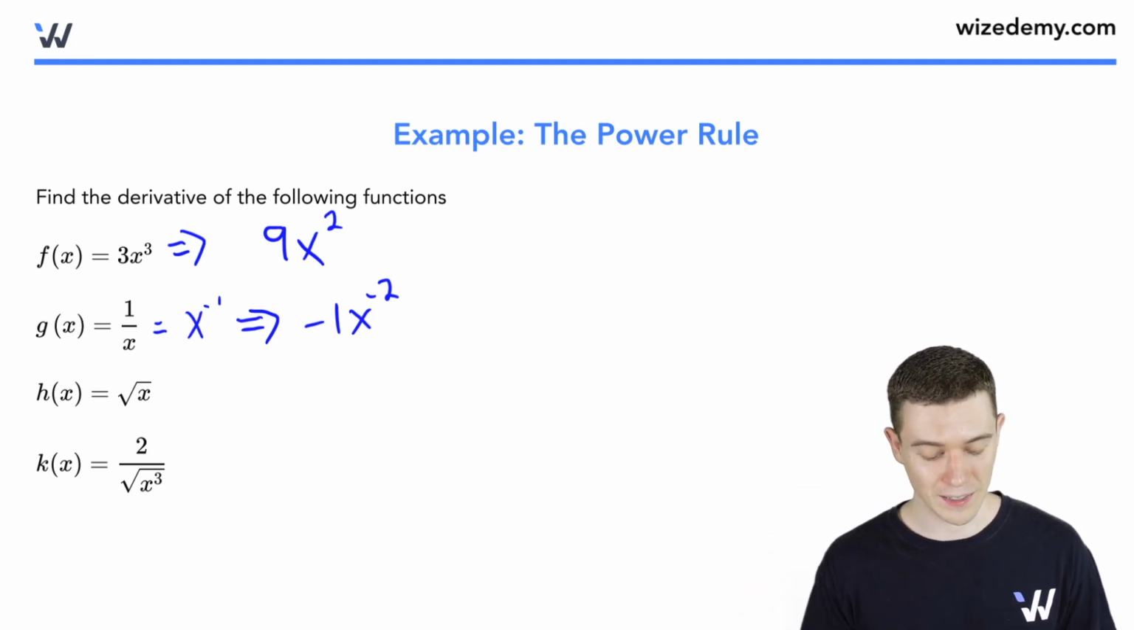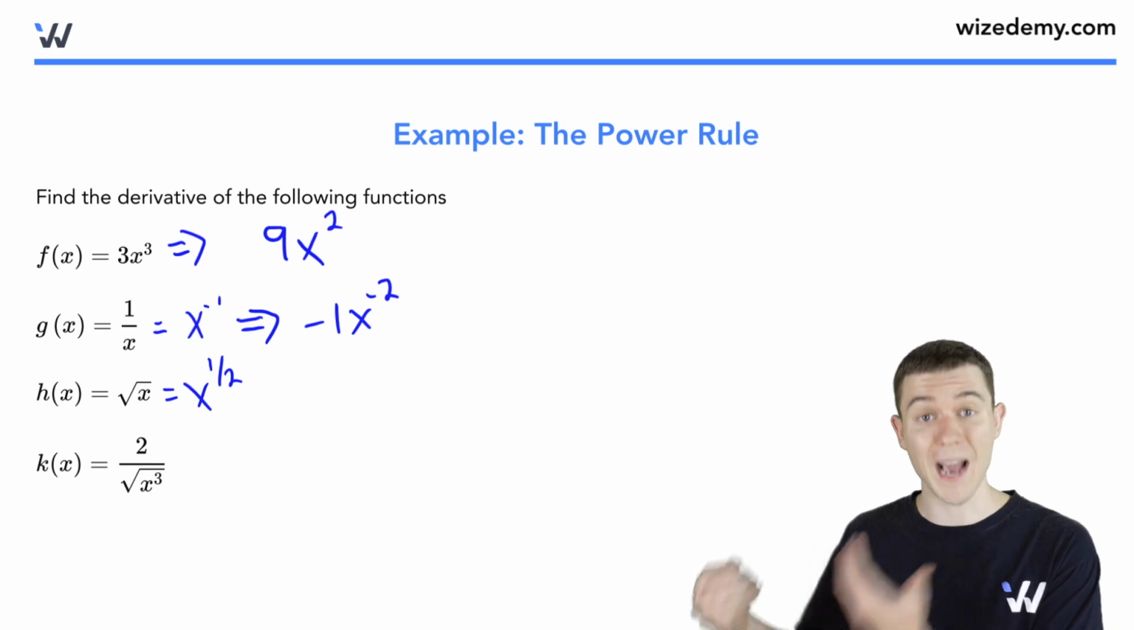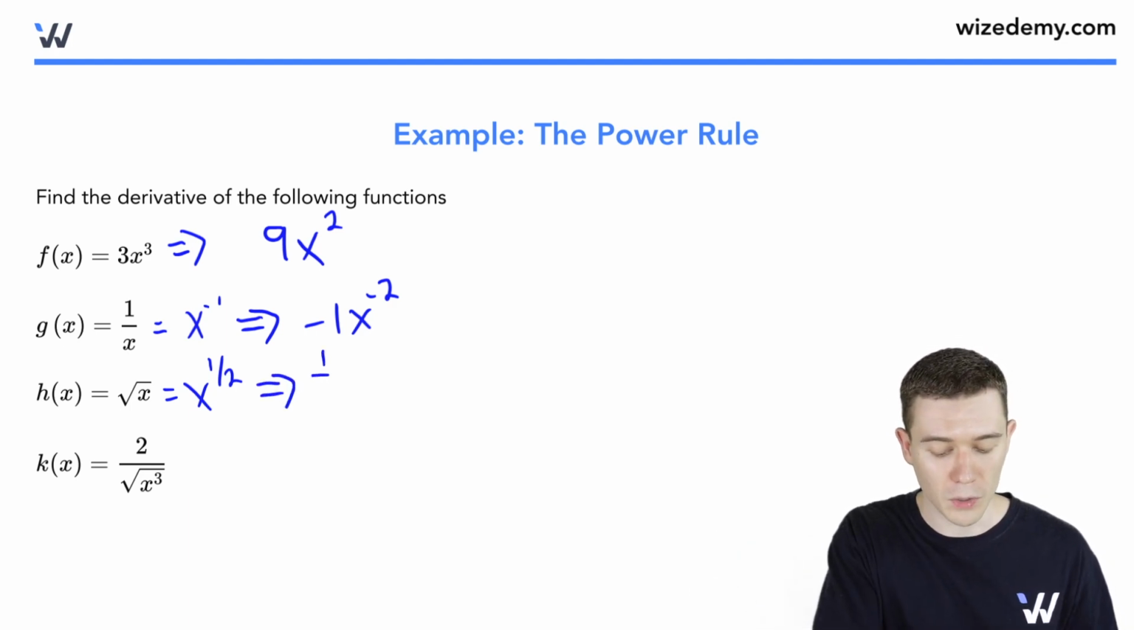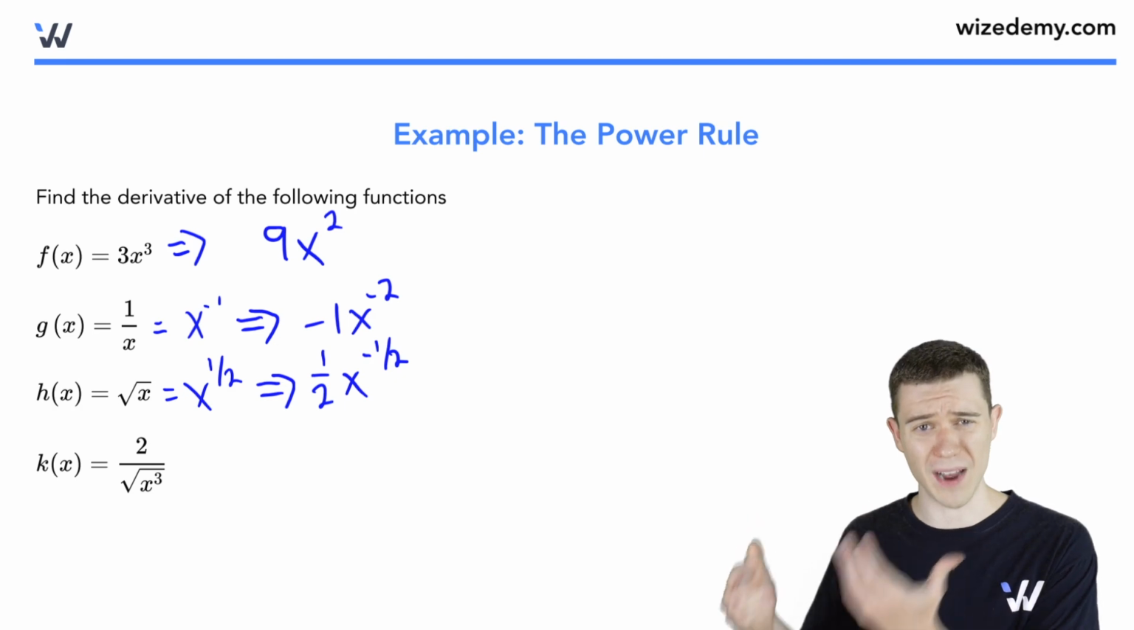Don't add 1. It's very important we always subtract 1 from a power. That's a common mistake. h is the square root of x. We want to write this as x to a power. Square root means 1/2 power. Now we can go ahead, use that power rule, multiply by the 1/2. 1/2 minus 1 is negative 1/2.